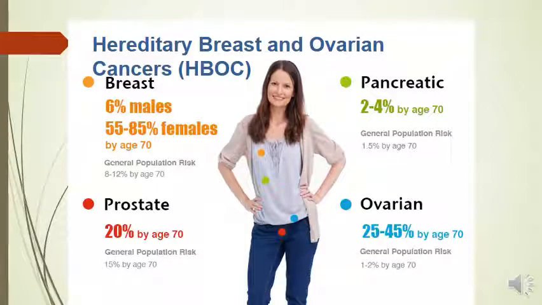The cancer genes are inherited in an autosomal dominant mode. On this slide, we can see the hereditary breast and ovarian cancers, HBOC. We can see that if individuals have those specific genes, they have an increased risk of getting specific cancers, the breast, pancreatic, ovarian, and prostate, in comparison to the general population.